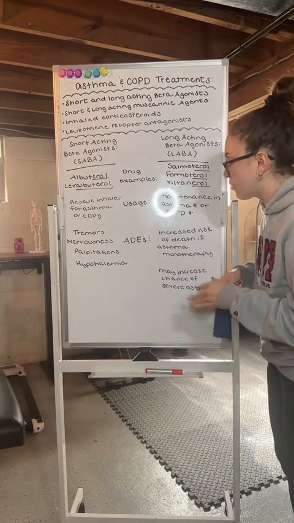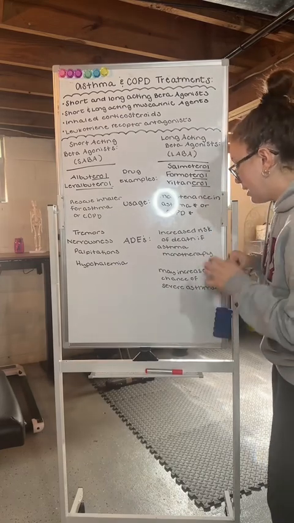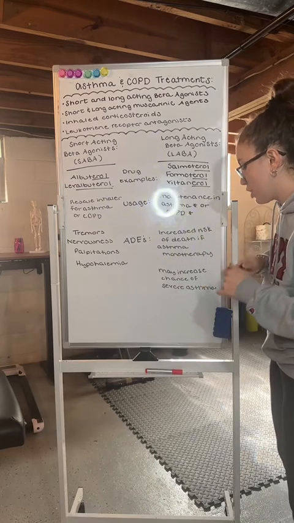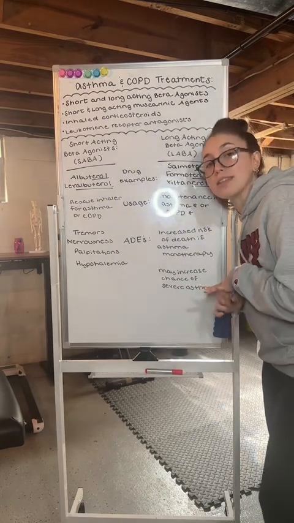So another adverse drug effect that we might see in long-acting beta agonists is actually this drug might increase your chance of severe asthma when you are having some episodes.